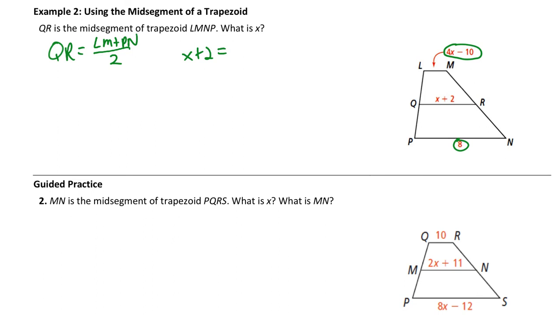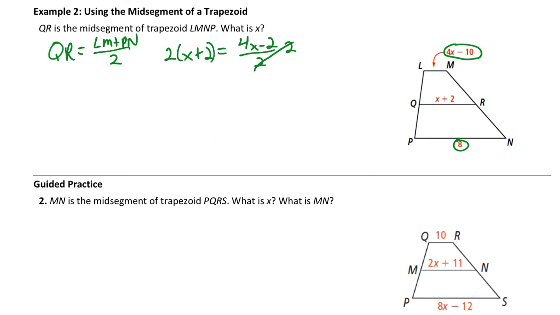I'm going to combine those like terms in my head. That becomes 4x minus 2 over 2, because I take 4x minus 10 plus 8. Negative 10 plus 8 is negative 2. So you've got different options when solving this equation. In my opinion, what makes it easier for me is to multiply both sides by 2, because that eliminates the 2 on this side, and I multiply the entire other side by 2.